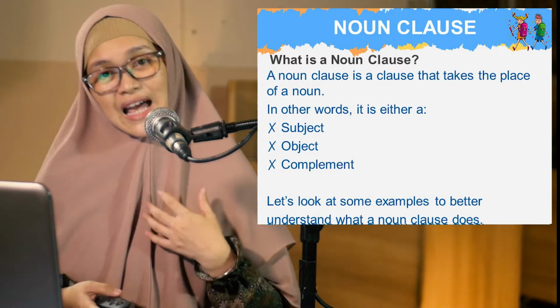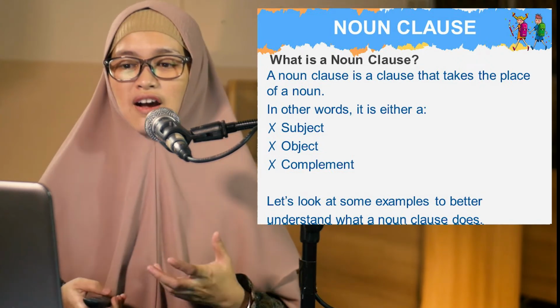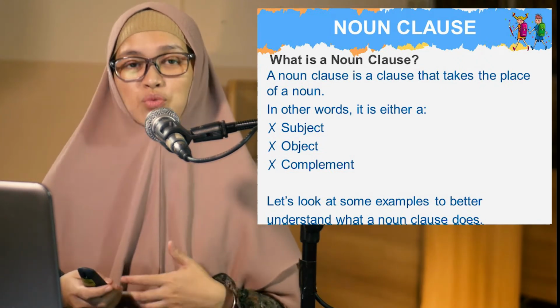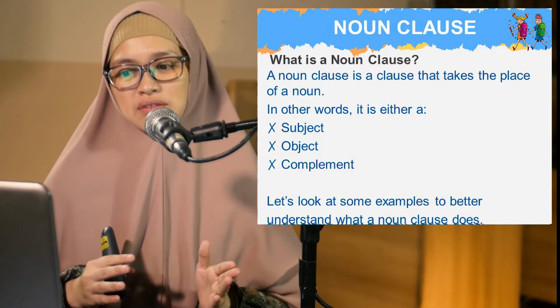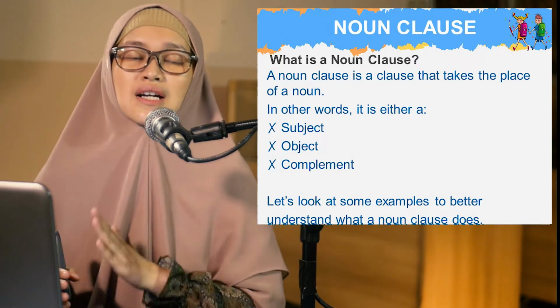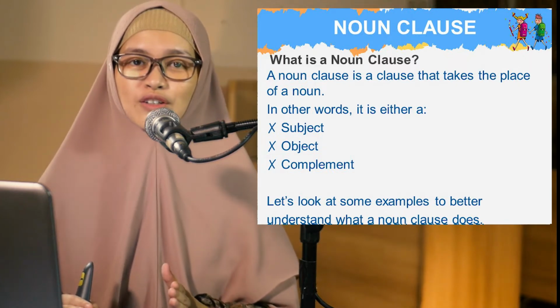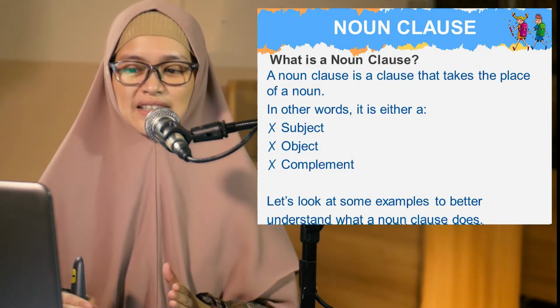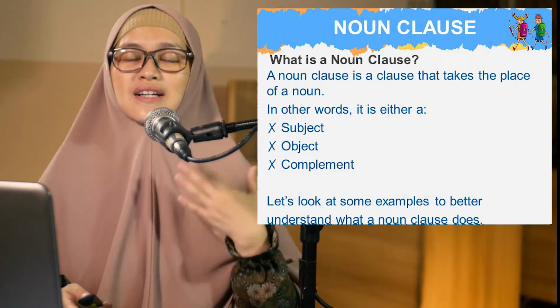Now, let's go on with what a noun clause is. A noun clause is a clause that takes the place of a noun, or sometimes we can say it modifies a noun. In other words, it is either a subject, an object, or a complement. Let's take a look at some examples to better understand what a noun clause does.